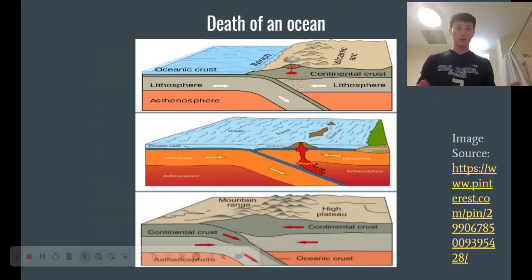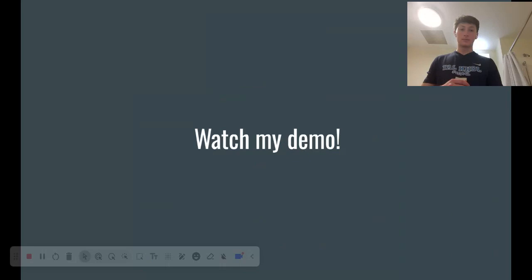And now back to the death of an ocean. Like I was talking about earlier, the older, denser oceanic crust will subduct, and then eventually the two continents will meet, form a mountain, and the whole Wilson cycle will just continue over and over again. So I actually made a demo for this. I used a soccer ball and a wet paper towel to help demonstrate the Wilson cycle. I hope you guys enjoy this.